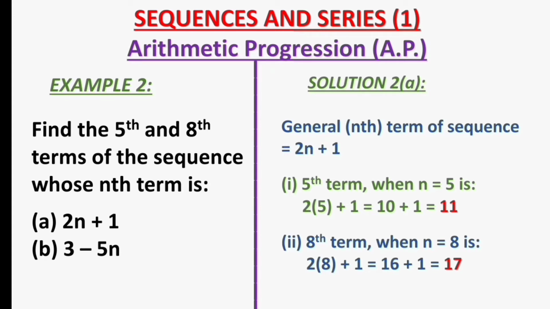In the same way, to find the 8th term, n is equal to 8. Substituting 8 for n into the general or nth term, 2n plus 1, becomes 2 times 8 plus 1, which is equal to 16 plus 1, which is equal to 17. Hence, the 8th term of the sequence is 17. I hope the solution to example 2a is clear to you.